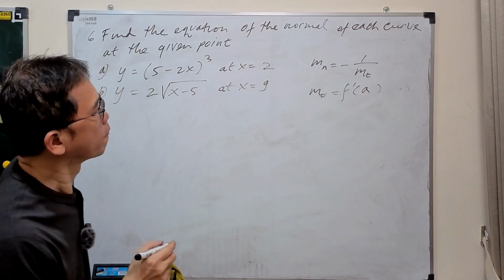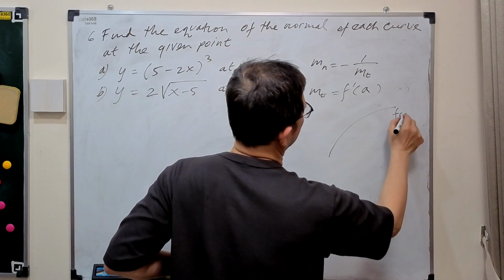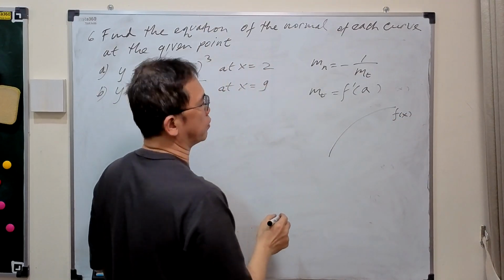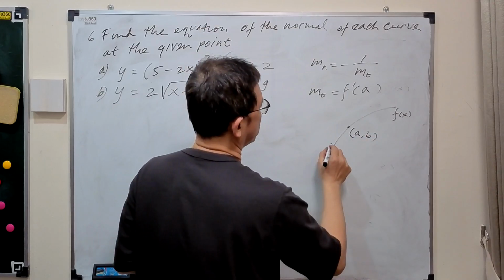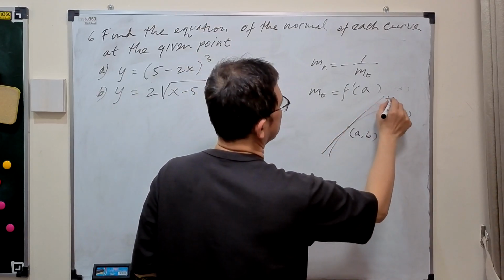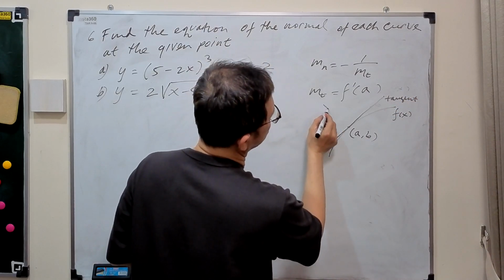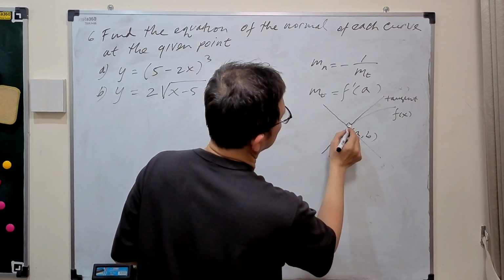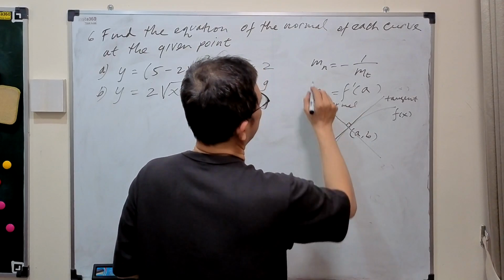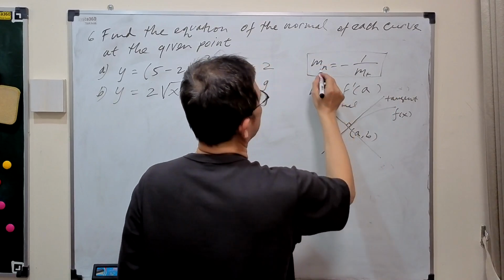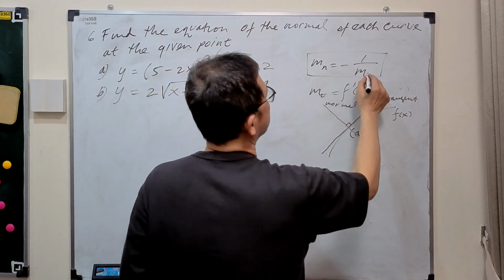For instance, if there is a curve, this is the function of the curve, and this is the tangential point (a, b), and let's say this is the tangent. Remember, the normal will always be perpendicular to the tangent. So this will be the normal. That's why the gradient of the normal will be -1 over the gradient of the tangent.